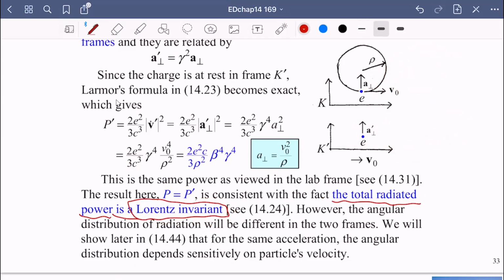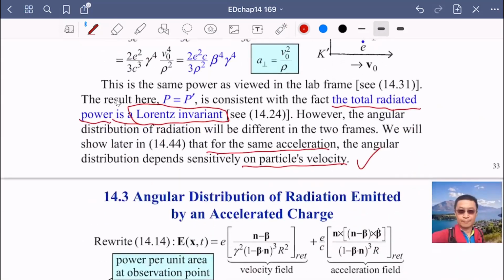However, the angular distribution of radiation will be different in the two frames. We will show later in the next section that for the same acceleration, the angular distribution depends sensitively on the particle's velocity. That's another issue, just an advertisement.